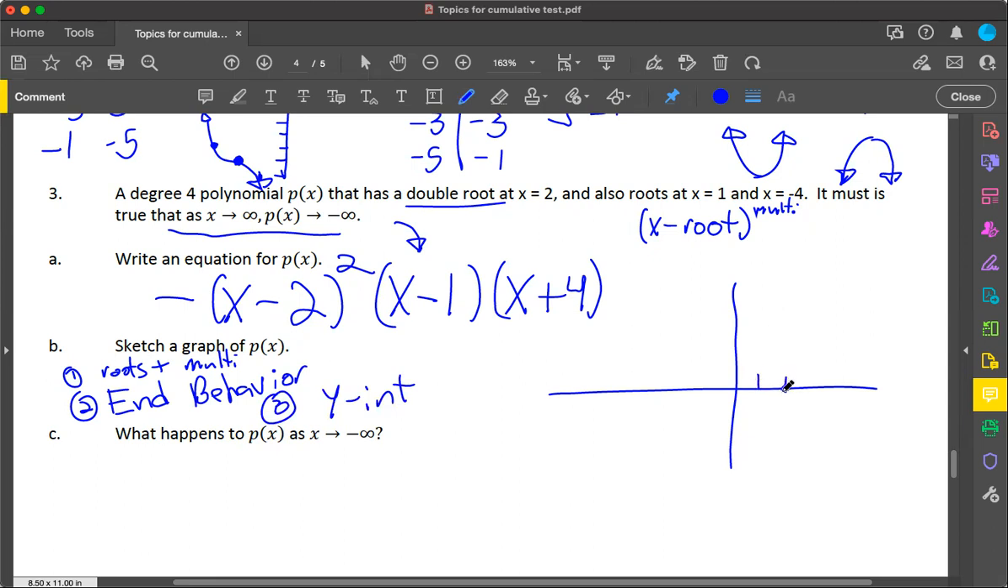You have a root at 2, a root at 1, a root at -4. And if you do a quick check of P of 0 to get your intercept, you end up with some work that looks like this, that, and then 4. So you're subtracting 4 times -1 times 4, so 16.